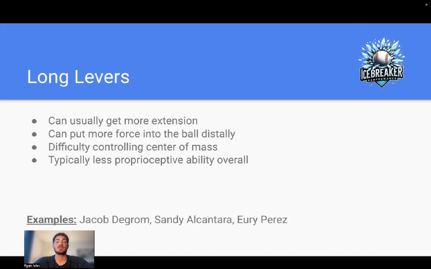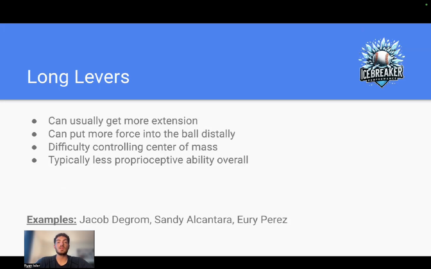Now, these longer lever guys, a lot of times, especially young guys, it's difficult to control your center of mass. It's difficult to control where your body is in space because you have everything further away from your center of mass. So in general, these longer lever guys, especially when they're younger, are going to have less proprioceptive ability overall, which again can make it more difficult to learn things mechanically, more difficult to make small adjustments. But the trade-off for that, again, is going to be that extension, that ability to typically guys have bigger hands, and longer arms are going to typically help you throw harder.